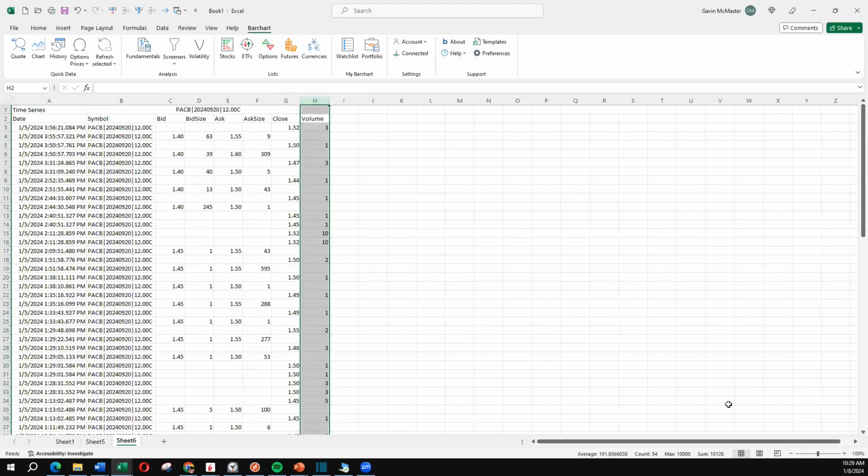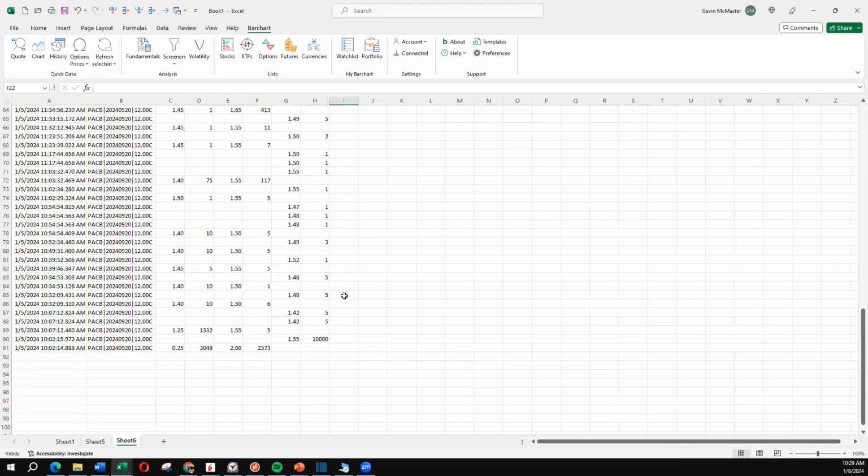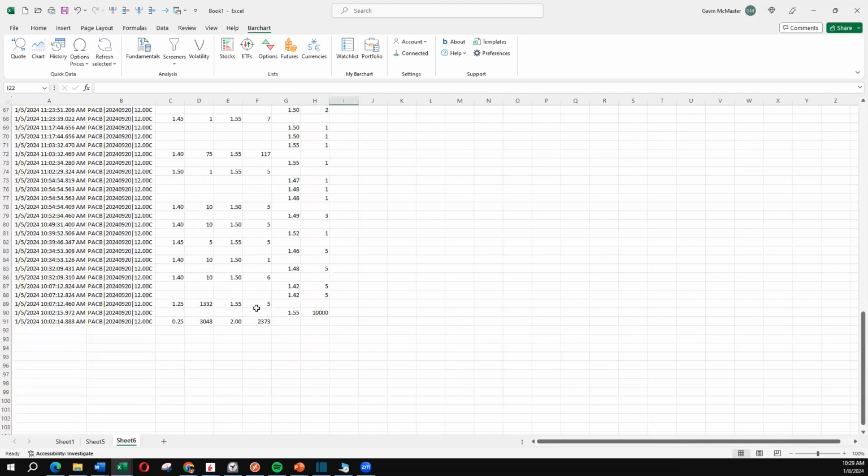Again, we highlight our volume column and we can see that there was a big trade there for 10,000 contracts. So we'll scroll down until we find that one. That came in basically at the open on the day, and we can see it was pretty close to the ask price, and shortly after the ask was 125 to 155.